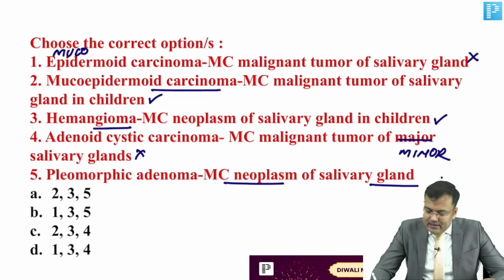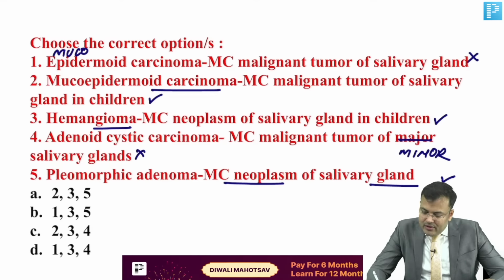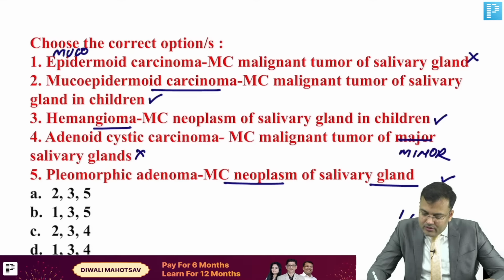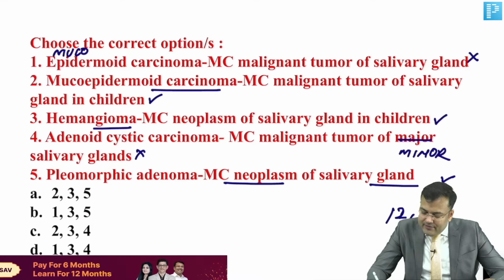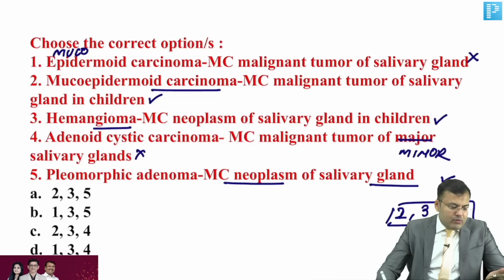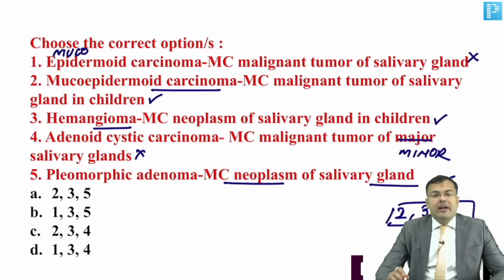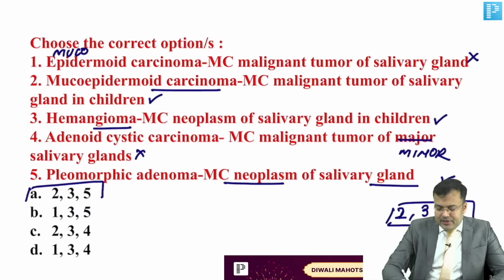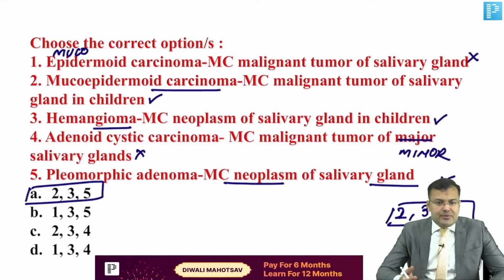Clear? Salivary gland. This is also correct. So, guys, you can see 1, 3, sorry, it's 2, 3 and 5. So, it is 2, 3, 5 which is correct, and almost everybody is marking the correct answer. It is option A, 2, 3, 5.